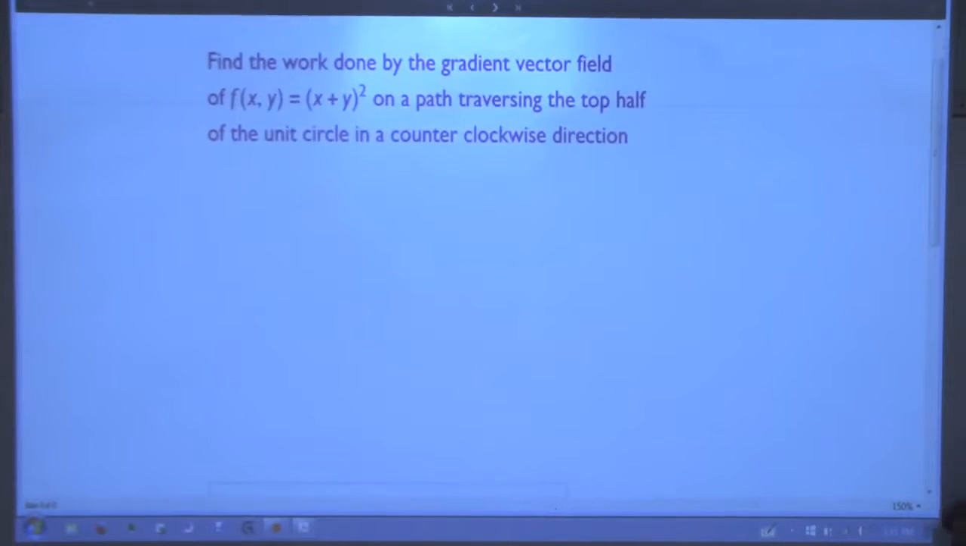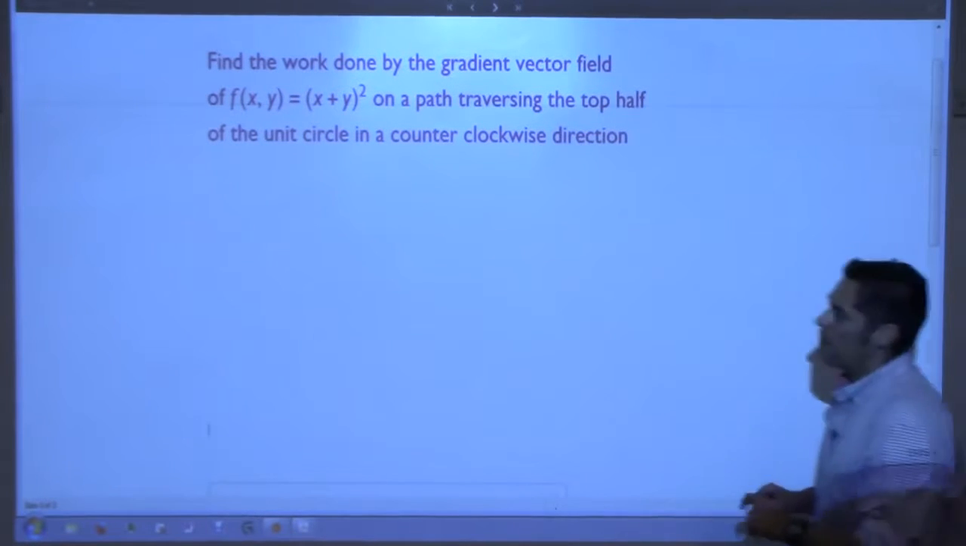Find the work done by the gradient vector field of f of x, y equals (x plus y) squared on a path traversing the top half of the unit circle in a counterclockwise direction. Boy, I sure do like that top half of the unit circle, don't I? Find the work done. Well, here's what I know.